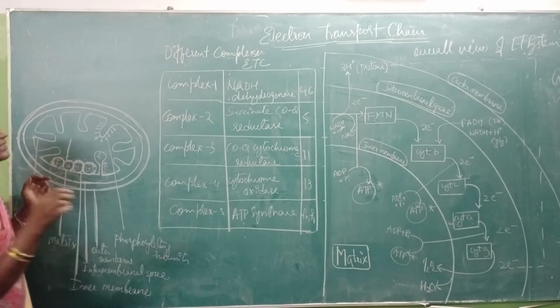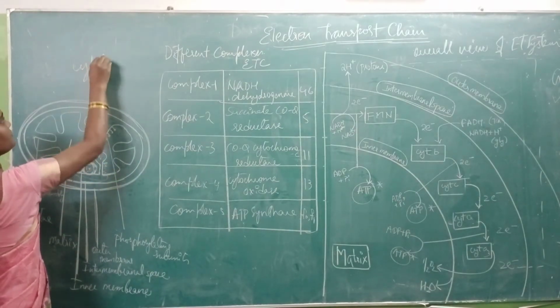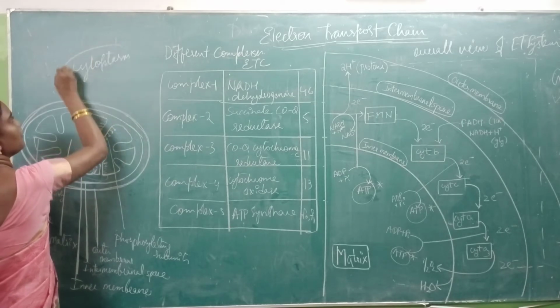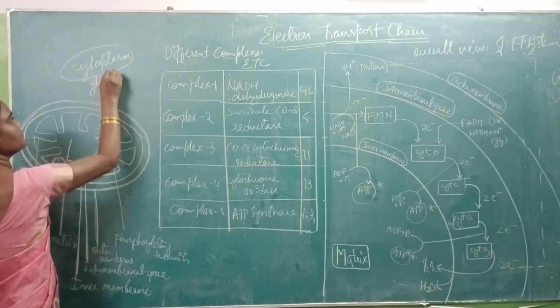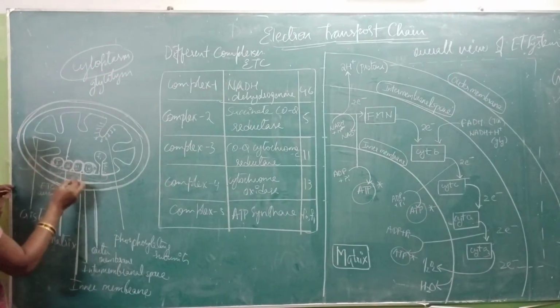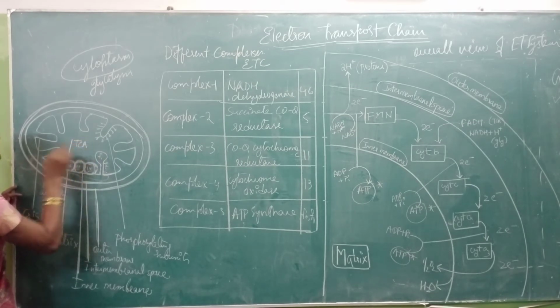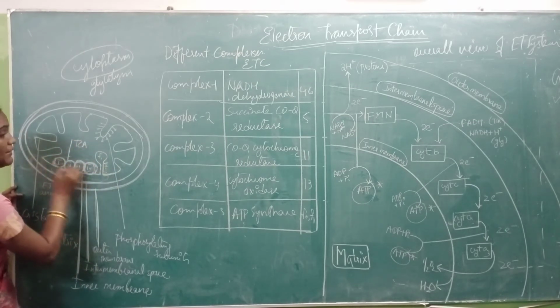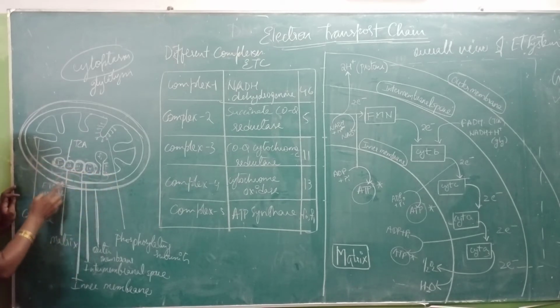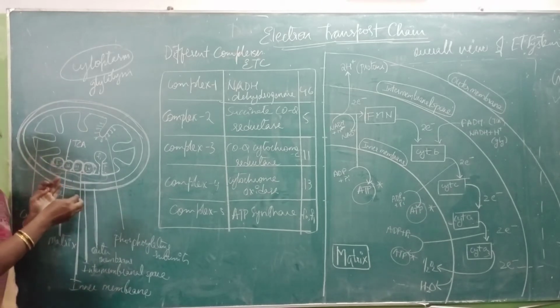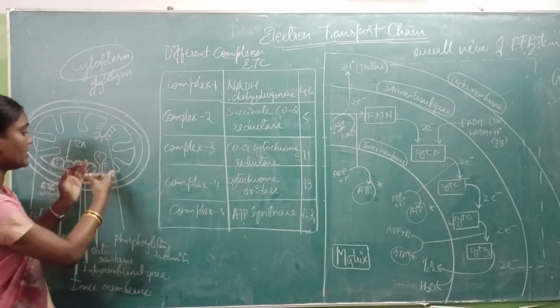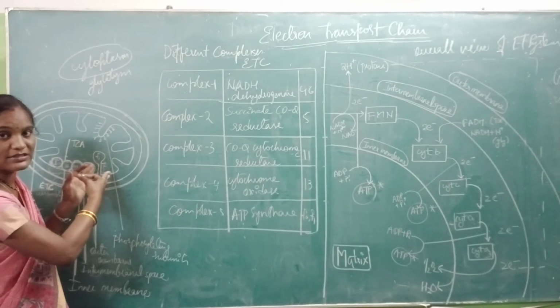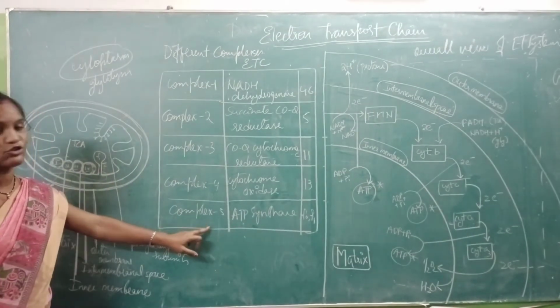Your glycolysis will take place in the cytoplasm, isn't it? So here glycolysis will take place, and in your matrix the Krebs cycle or TCA cycle will take place, and in your inner membrane the ETC is taking place, isn't it? All these 3 mechanisms are interlinked for the production of your energy. Ultimately, energy is produced in your 5th complex. This is nothing but the ATP synthase complex, right?